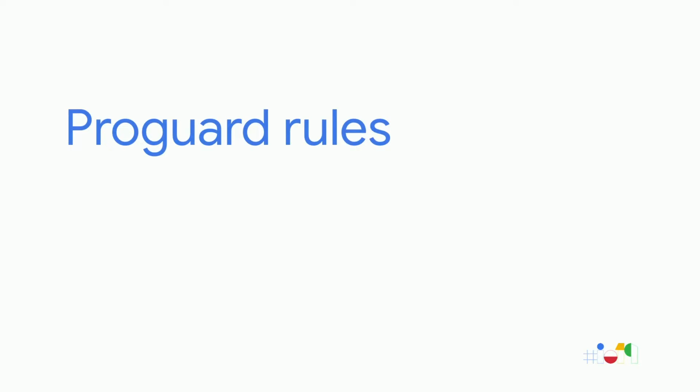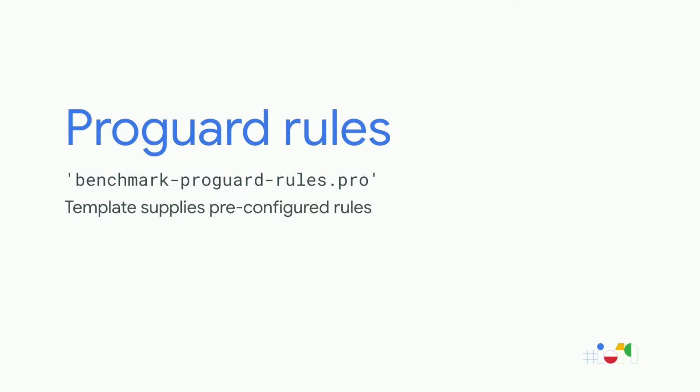We've also got ProGuard rules, and that's in this file here. Our template supplies pre-configured ProGuard rules, and that's important because ProGuard optimizes your code. So you want to make sure you're running your benchmark in a configuration that represents real user performance, right? So we want to do this in a release production environment if possible. So that's why we bundle these rules for you. And we realize that tests generally don't use ProGuard or R8, but this is important for benchmarks. And it's partly why we've set it up as a separate module.